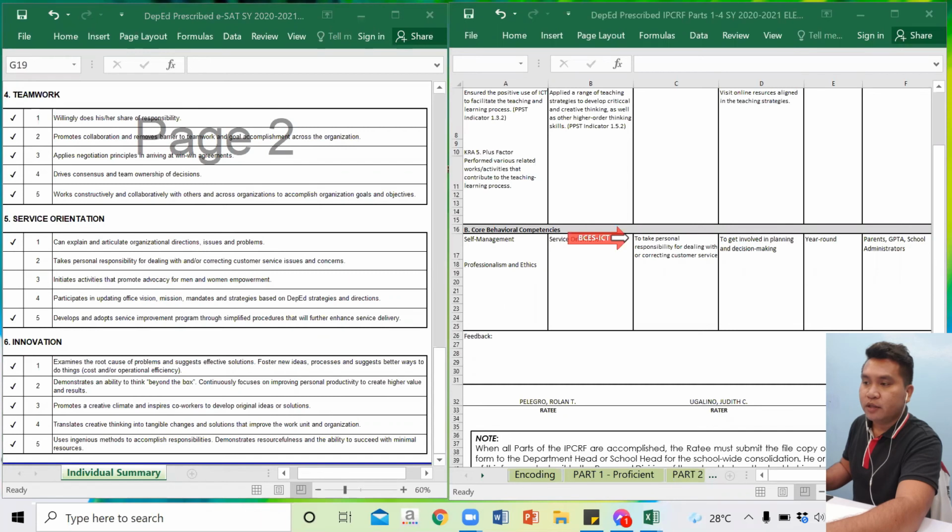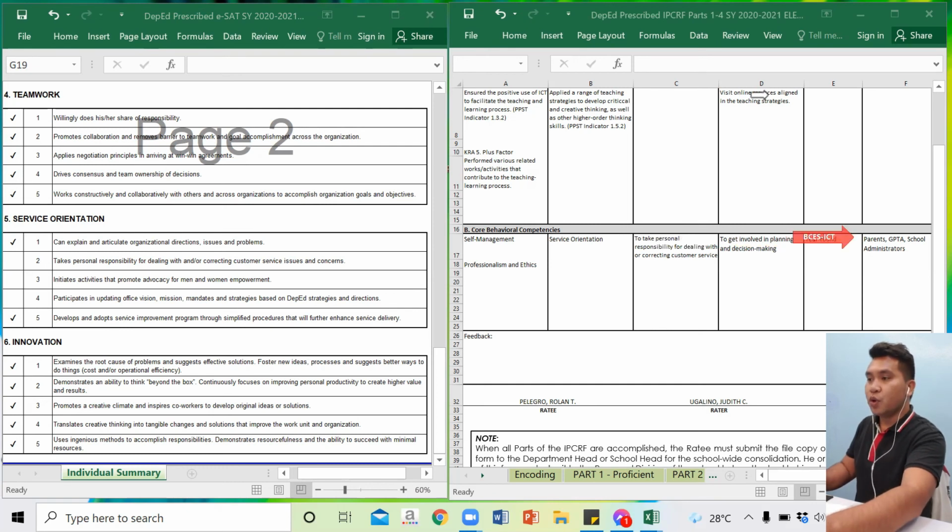Then intervention. Get involved in the decision making among the teachers and the school heads, or you can put here interventions based on the development needs that you really need. Then again, the timeline would be year round, and persons involved. I put here stakeholders, GPTA, and school administrators.